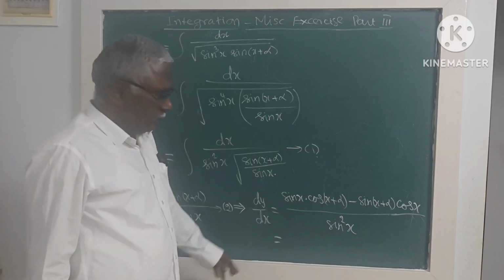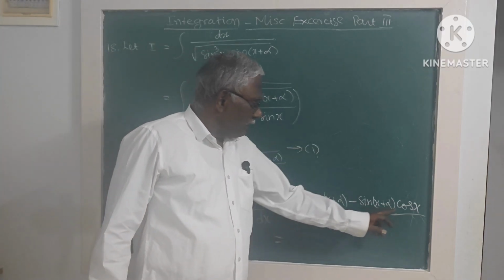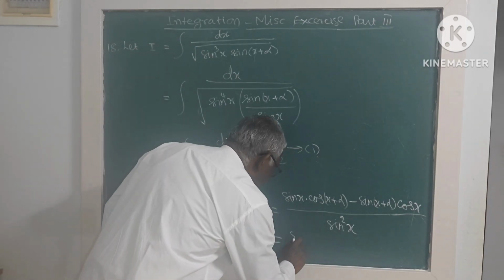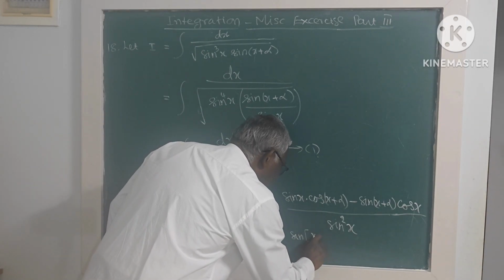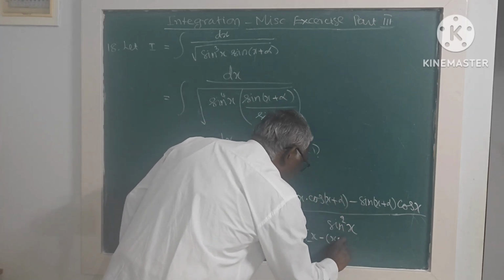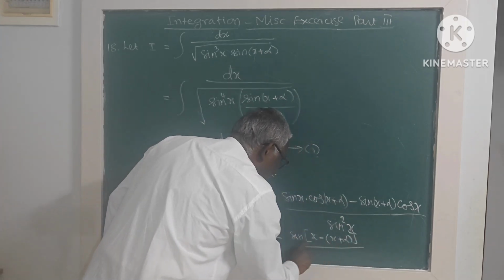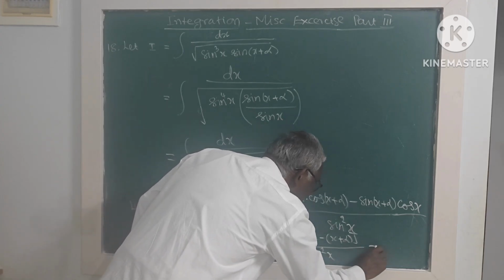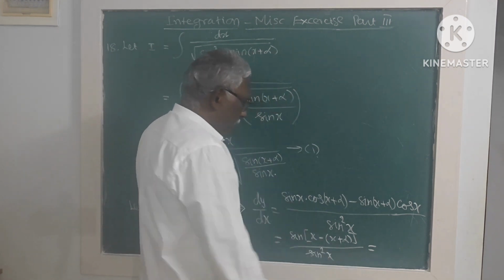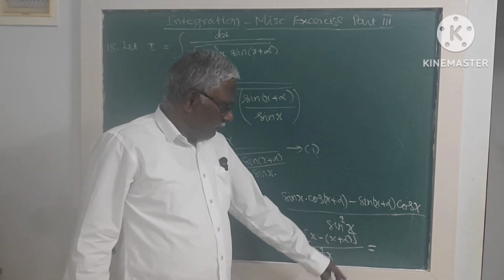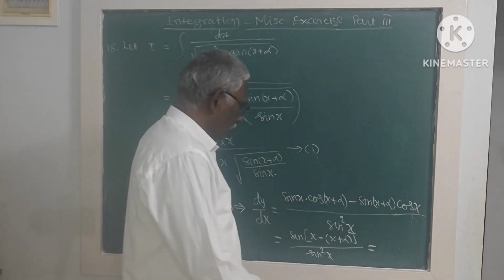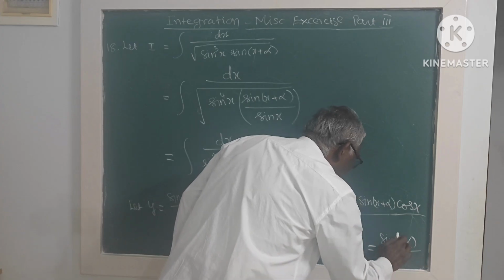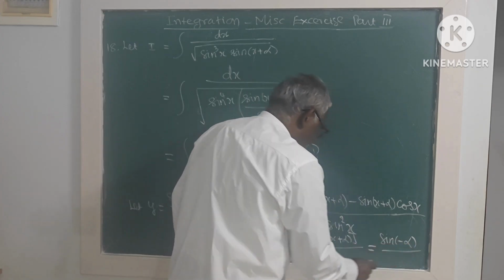The numerator is in the form sin a cos b minus cos a sin b, sin of a minus b form. So sin of a minus b, x plus alpha minus x, divided by sin square x. If we simplify, what will come? x minus x minus alpha. So sin of minus alpha by sin square x.